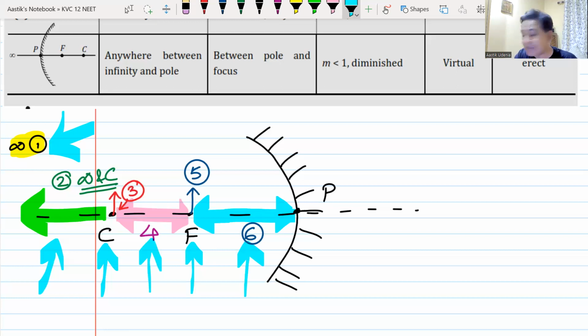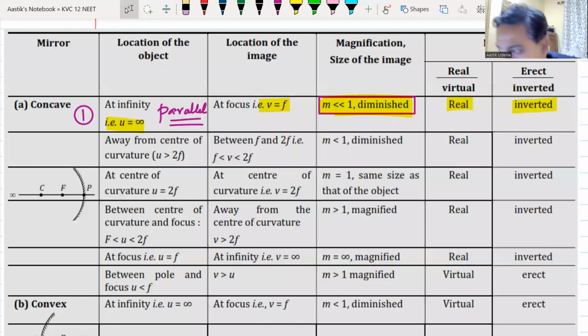The first position that we are talking about, I think we had already discussed this, but I'll go back to it. The first position is where the object is at infinity. And I told you, when the object is at infinity, rays of light will be coming parallel. Yes, sir. Then the image is always formed at the focus. The image is highly diminished, it is real, and it is inverted.